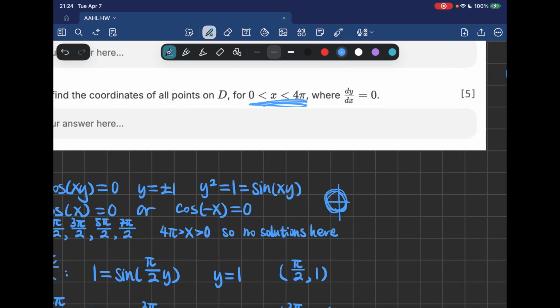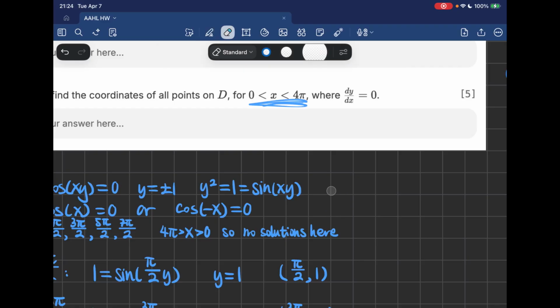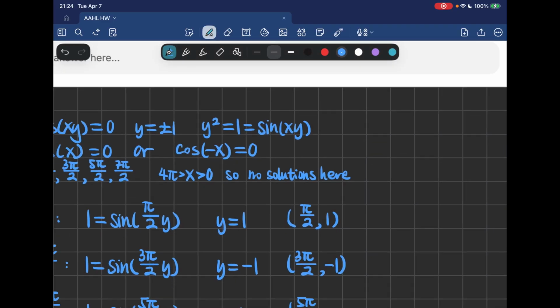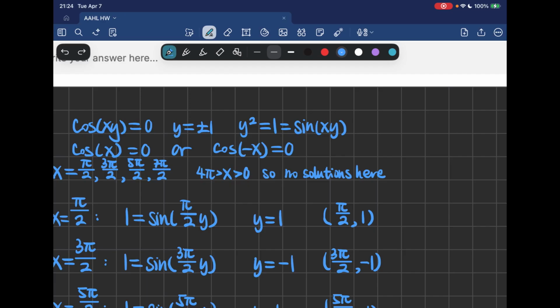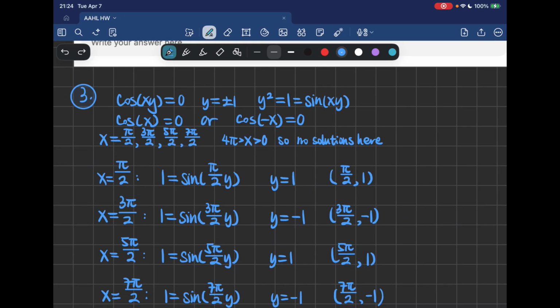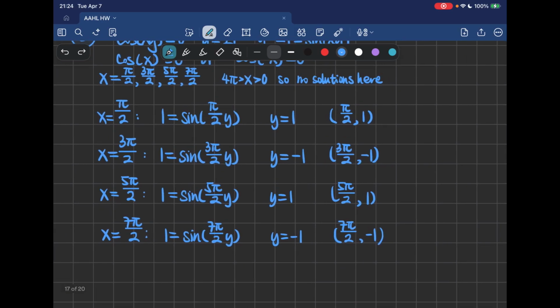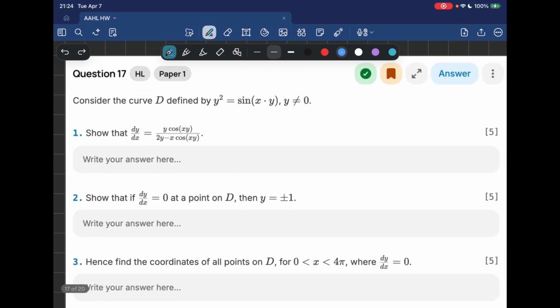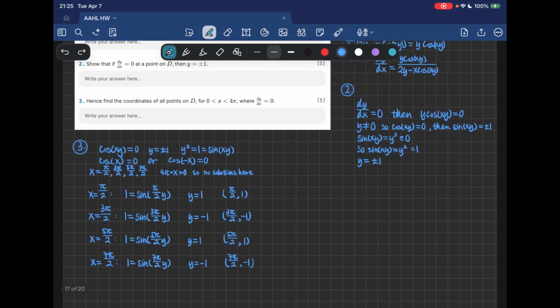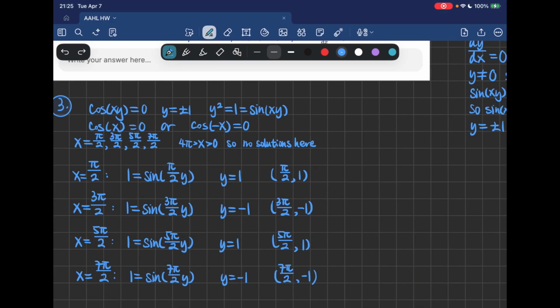However, here we have x only as positive. So we have no new solutions for this case. Well, we have these four x values as our solutions. So what we can do is, well, find that at each x value, whether y equals 1 or negative 1.